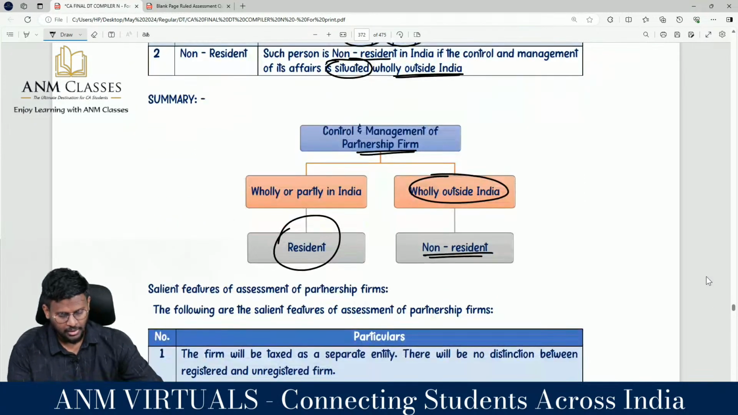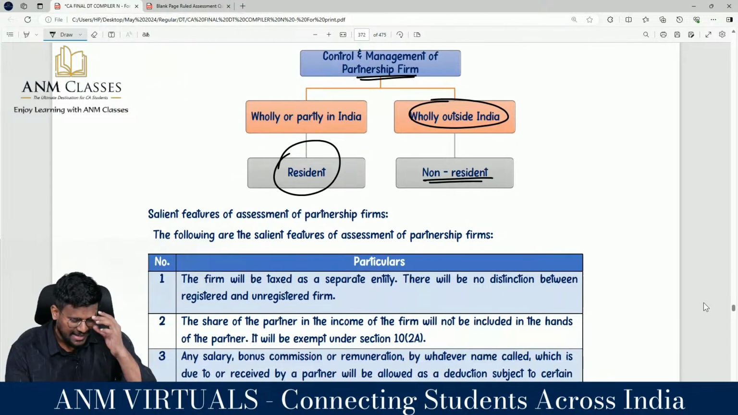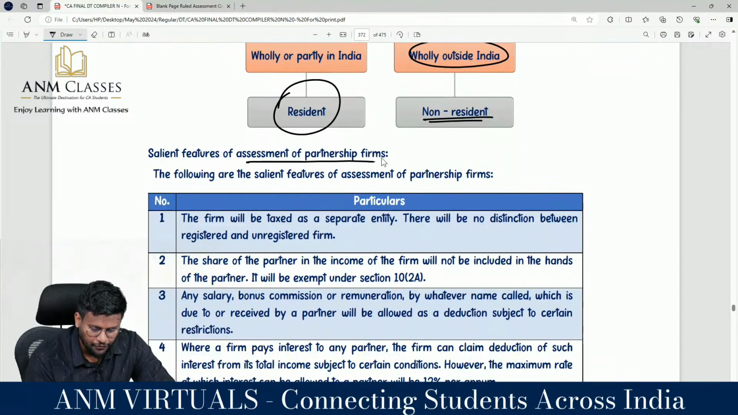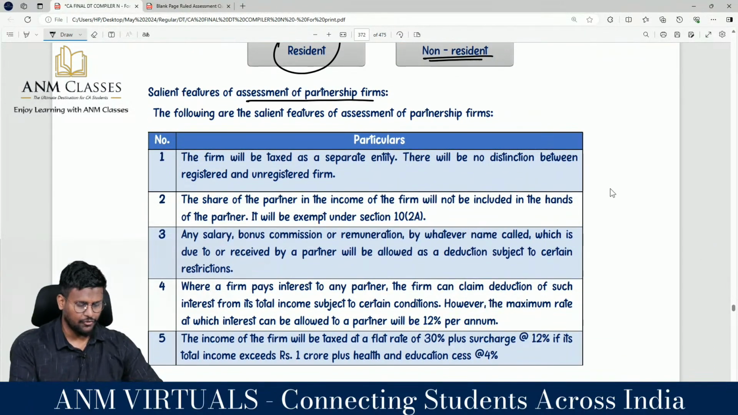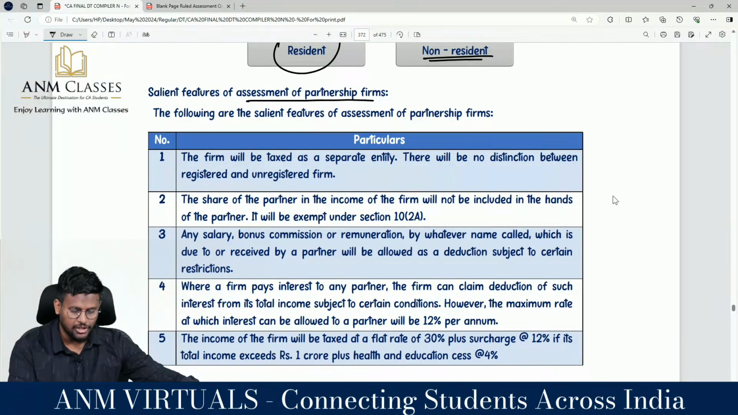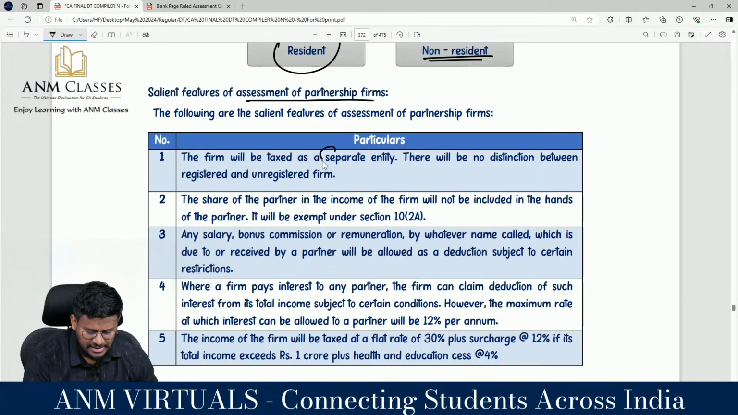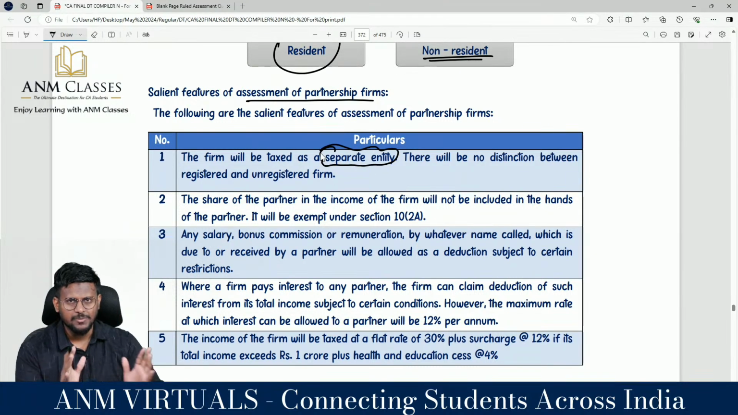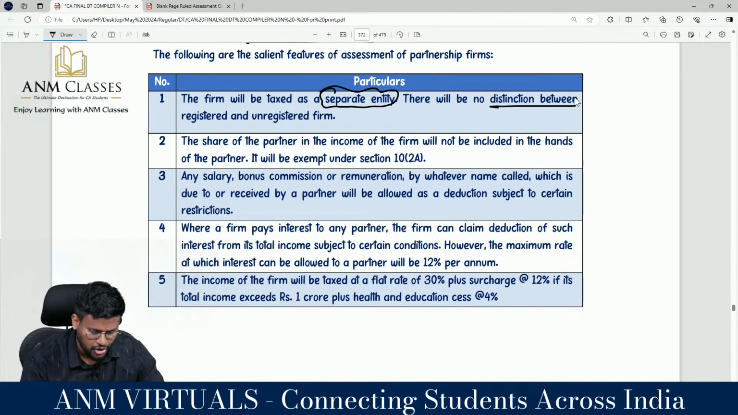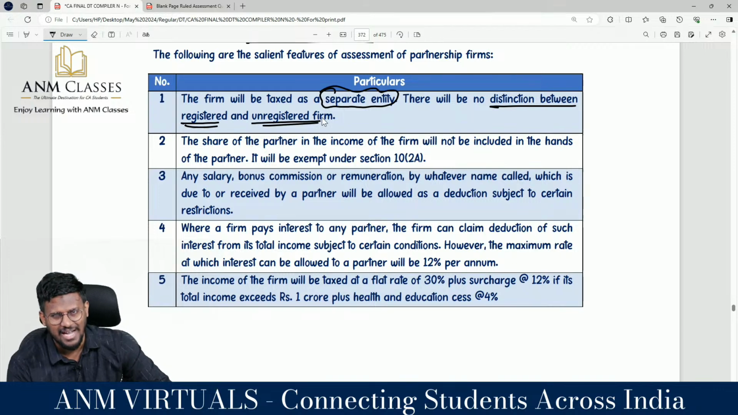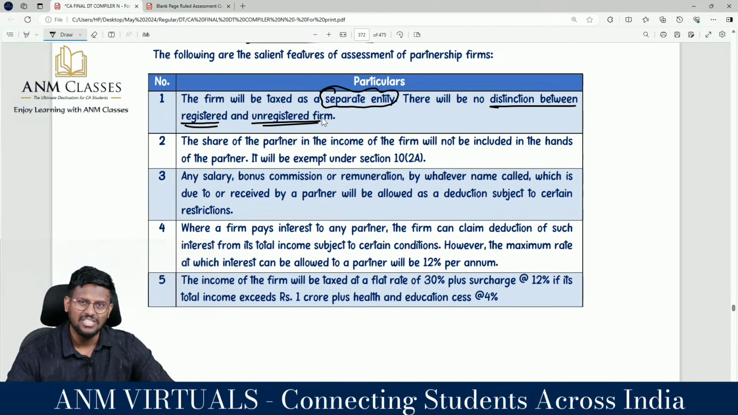Fantastic to the core. So what are the salient features of assessment of partnership firm? When you are assessing a partnership firm, the following are the salient features. The firm will be taxed as a separate entity. That means the partner is different, the partnership firm is different. There will be no distinction between registered and unregistered firm. In the Income Tax Act, there is no distinction between registered firm and unregistered firm.